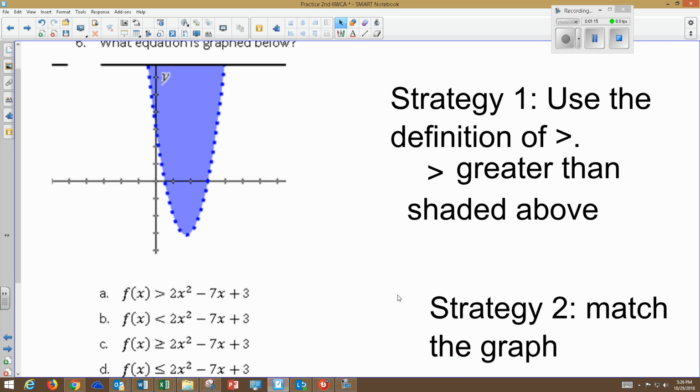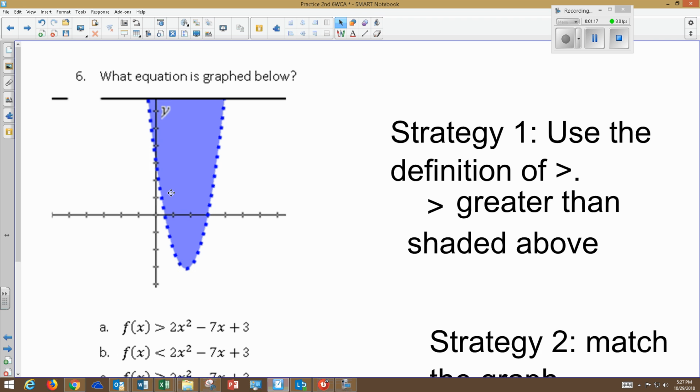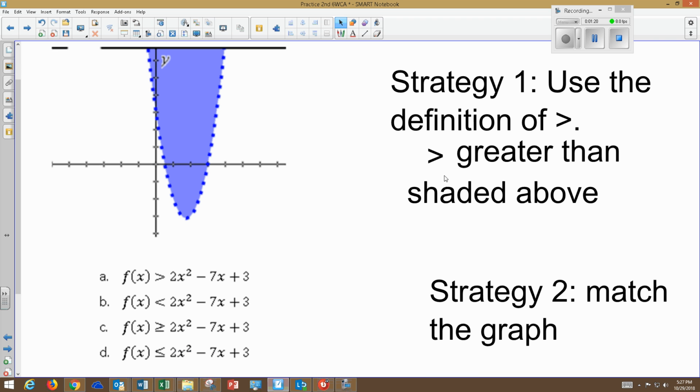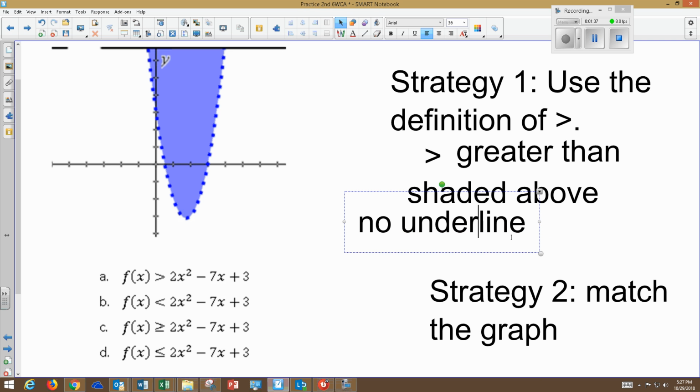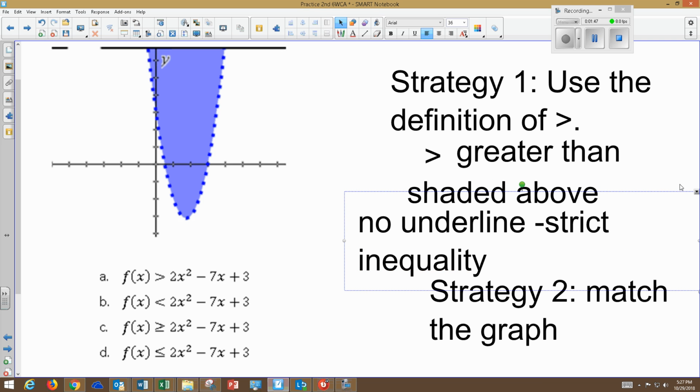Then we also have the fact that you notice the graph is dotted. When it's dotted, then we have a strict inequality. That means there is no underline, because it is a strict inequality.